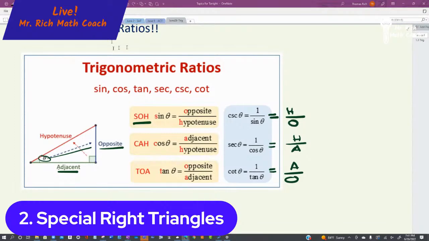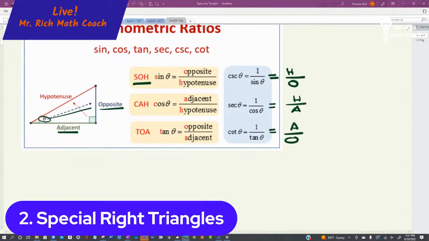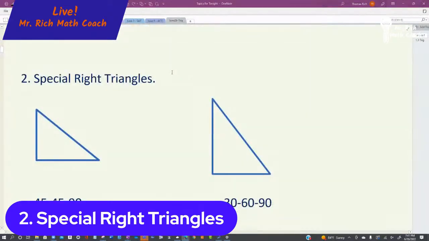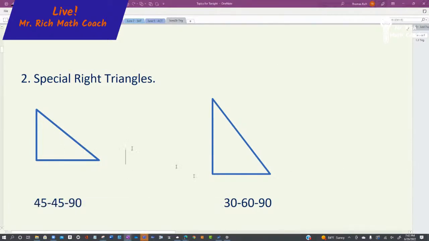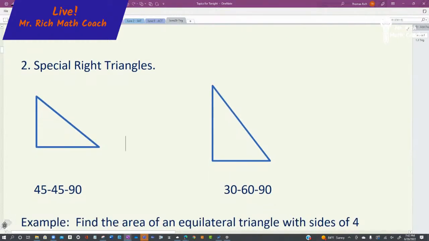Now, let's talk a little bit about special right triangles. I do a lot of work with students prepping for the SAT and the ACT, and I'm always surprised that even students scoring in the upper 20s, low 30s, a lot of them have forgotten special right triangle ratios. And it is something definitely you want to know in AP Calc.